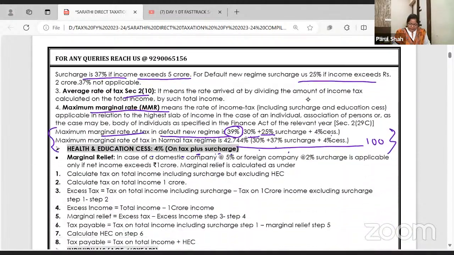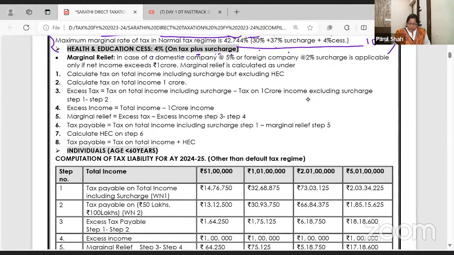Okay, done. Now let us do this concept of marginal relief. Okay, open your notebooks. In the CMA Inter exam last year, 23, a 5 marks exclusive question was asked on marginal relief.